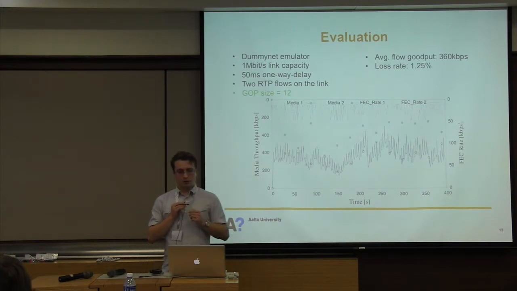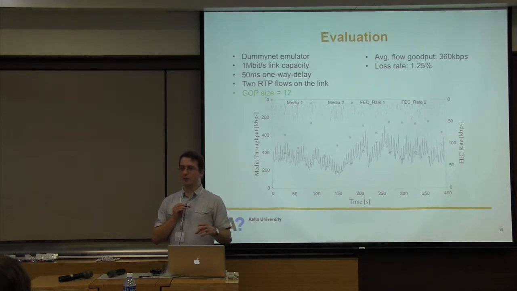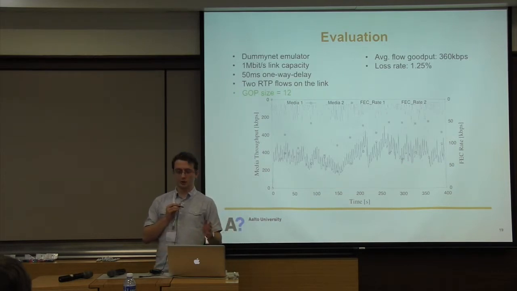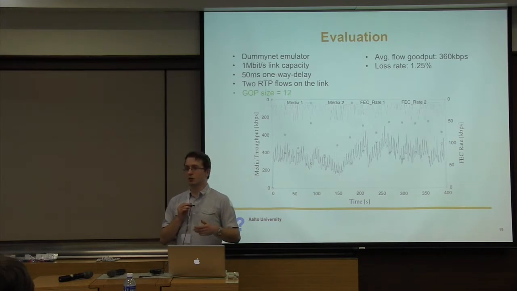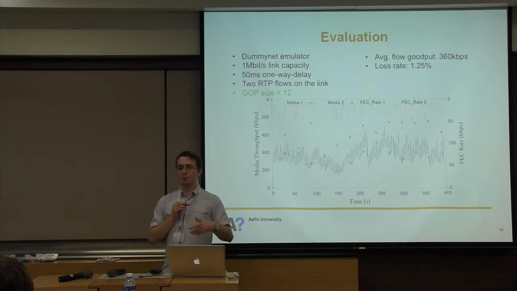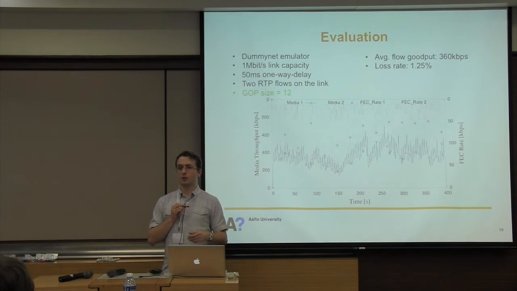And these are the results that we have obtained in the real-world implementation of our system. We had a 1 megabit constant link capacity, 50 milliseconds of delay between the sender and the receiver, and there were 2 RTP flows competing for the shared resource in the same link. And the average flow output for both of them was around 360 kilobits per second, with the loss rate at 1.25%. But what was interesting was that we were able to increase the GOP size to 12, where for standard conversational communication it's just about 4. So we were able to multiply it by 3 without any losses happening on the network and transport layer, which provides an enhanced QoE for the end user.